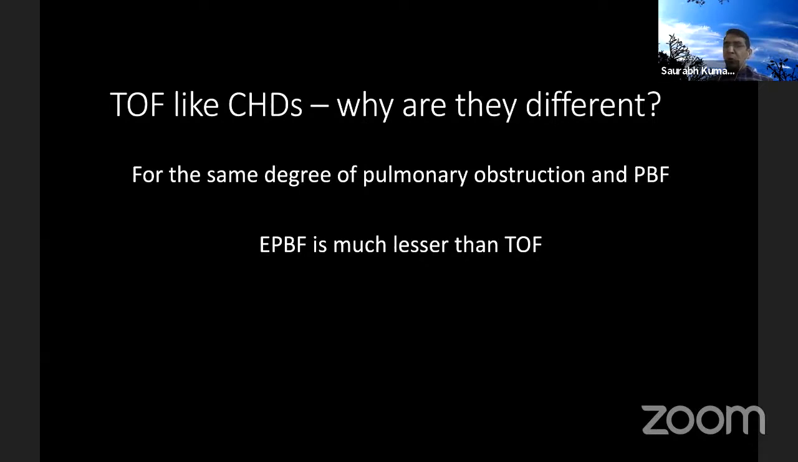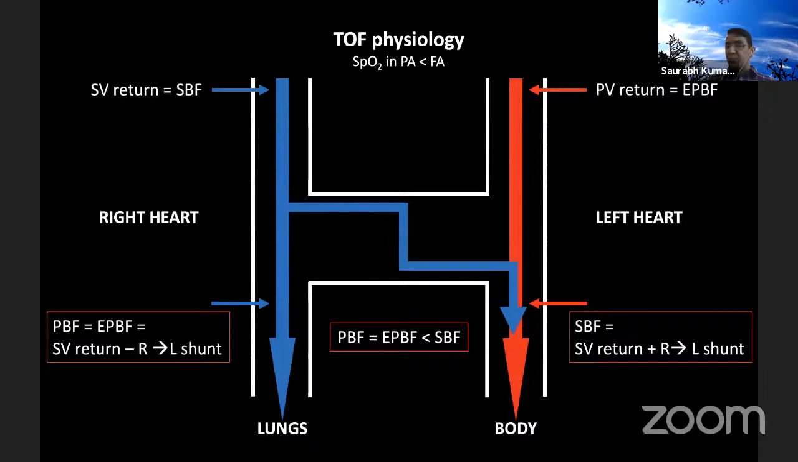Now coming to non-TOF but TOF-like CHDs, why are they different? Because for the same degree of pulmonary obstruction and pulmonary blood flow, effective pulmonary blood flow is much lesser than TOF. And I think I explained it, but I'll just explain again. As you can see here, the effective pulmonary blood flow is this minus this, and it is only slightly reduced.